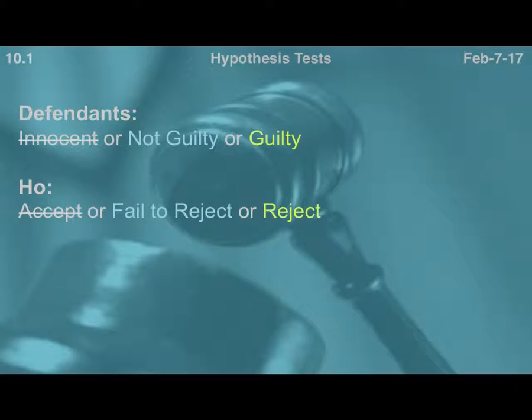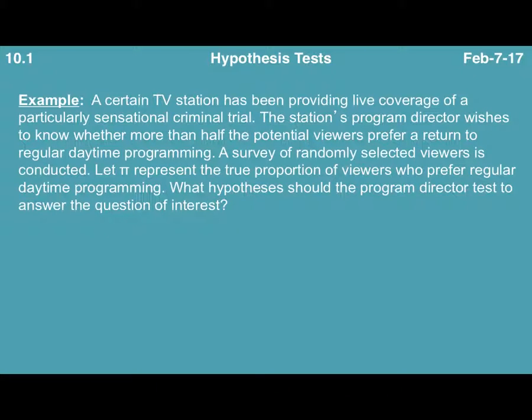Or hypotheses? Okay, I think it's easiest to see this if we just jump in and do an example. So we are going to do the first example together. It says a certain TV station has been providing live coverage of a particularly sensational criminal trial. The station's program director wishes to know whether more than half the potential viewers prefer a return to regular daytime programming. A survey of randomly selected viewers is conducted. Let pi represent the true proportion of viewers who prefer regular daytime programming. What hypotheses should the program director test to answer the question of interest?